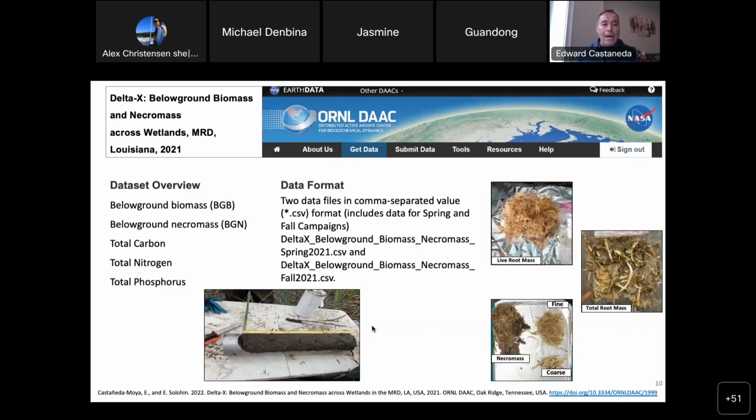For below ground biomass, we collected 50 centimeter cores, and the cores were sectioned into 10 centimeter intervals. The idea was to assess the spatial distribution of roots. Once the roots were clean, we separated between fine roots, which are less than 2 millimeters, and coarse roots greater than 5 millimeters, and also necromass. On the right-hand side of the slide, you can see some of the samples that were already sorted out.